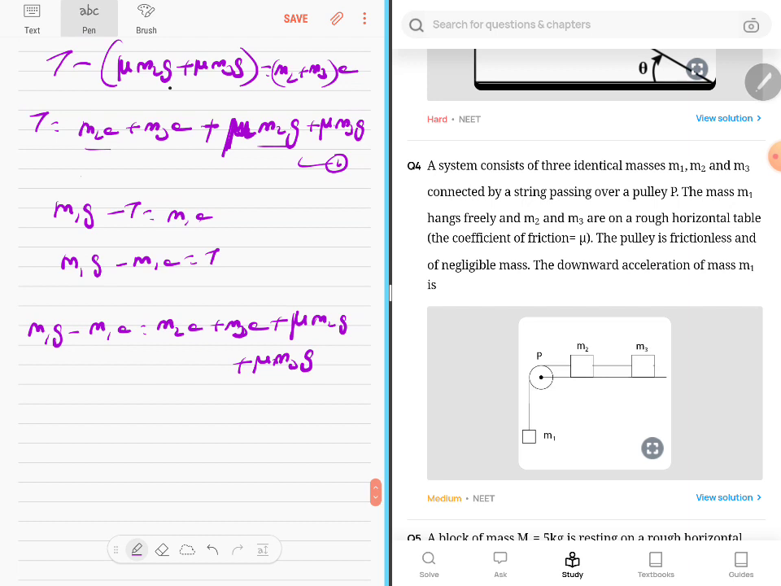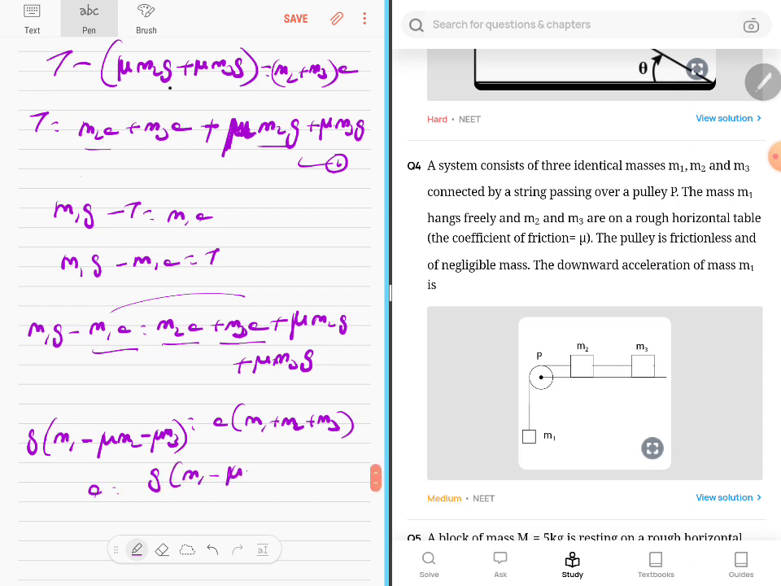So you want to consolidate the acceleration. Taking this to that side, you get a(m1 + m2 + m3). Here you have m1g, and g is common for the rest of the things, so you can take g common out: m1 − μm2 − μm3. So the acceleration is g(m1 − μm2 − μm3)/(m1 + m2 + m3). I am not sure what the answer is. Let's see.